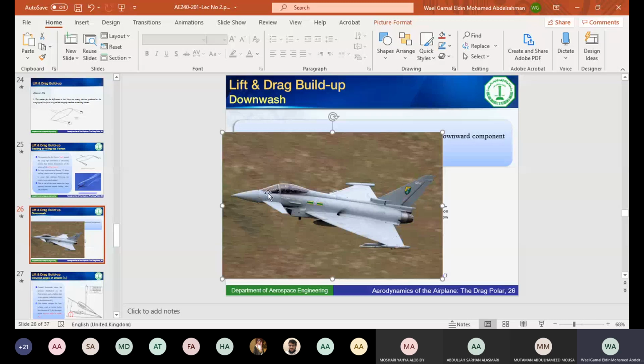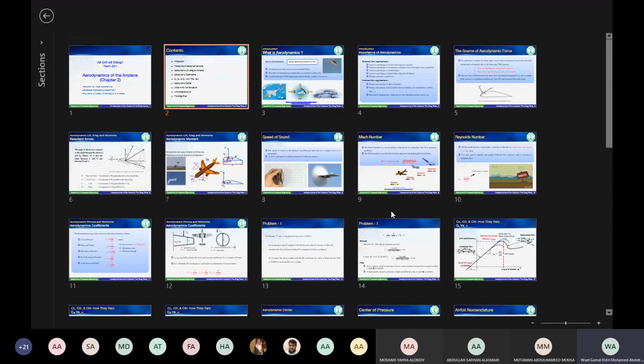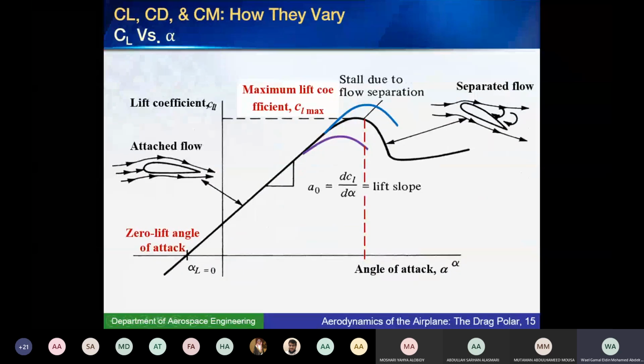Okay. Here, increase of an angle of attack. Here, a decrease of the angle of attack. Okay. So that's for the downwash and upwash. Okay. Any questions so far?